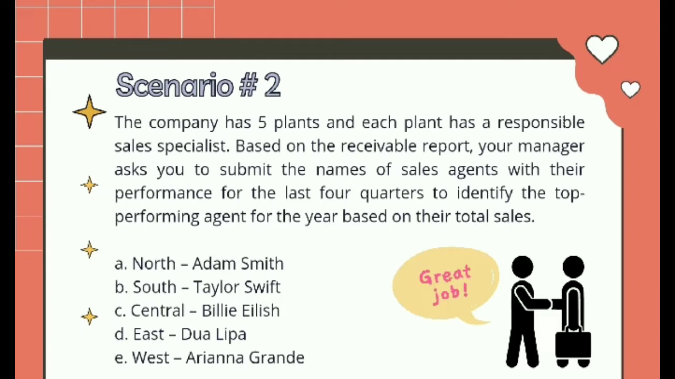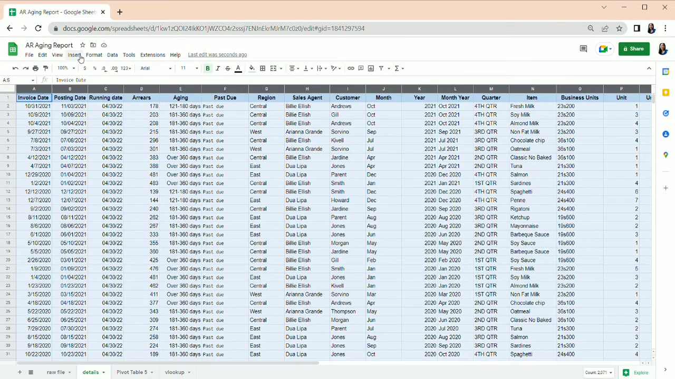Adam Smith in North Department, Taylor Swift in South, Billie Eilish in Central, Dua Lipa in East area, and last is Ariana Grande in the West part. So as you can see, here is the table of our receivable report that contains all the data.